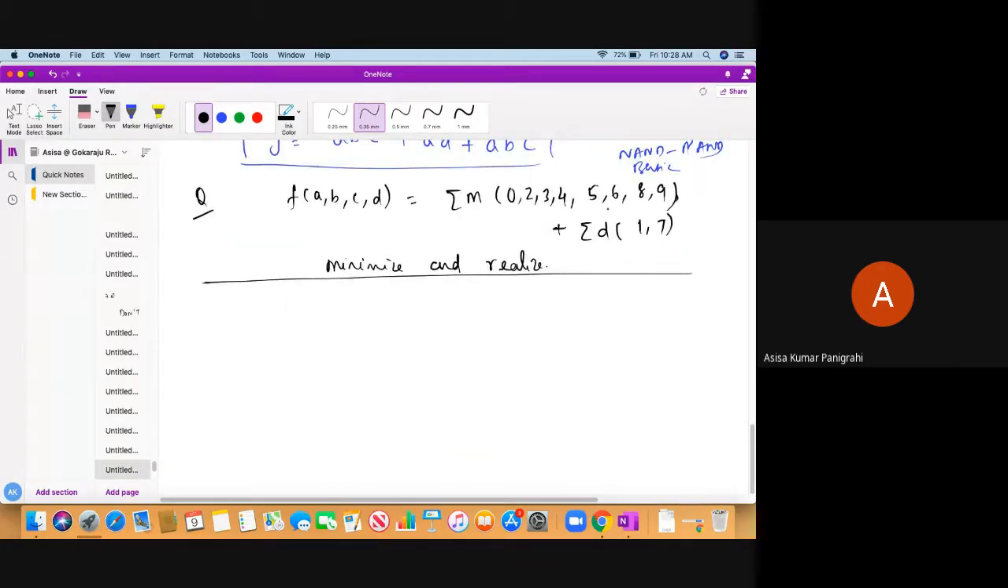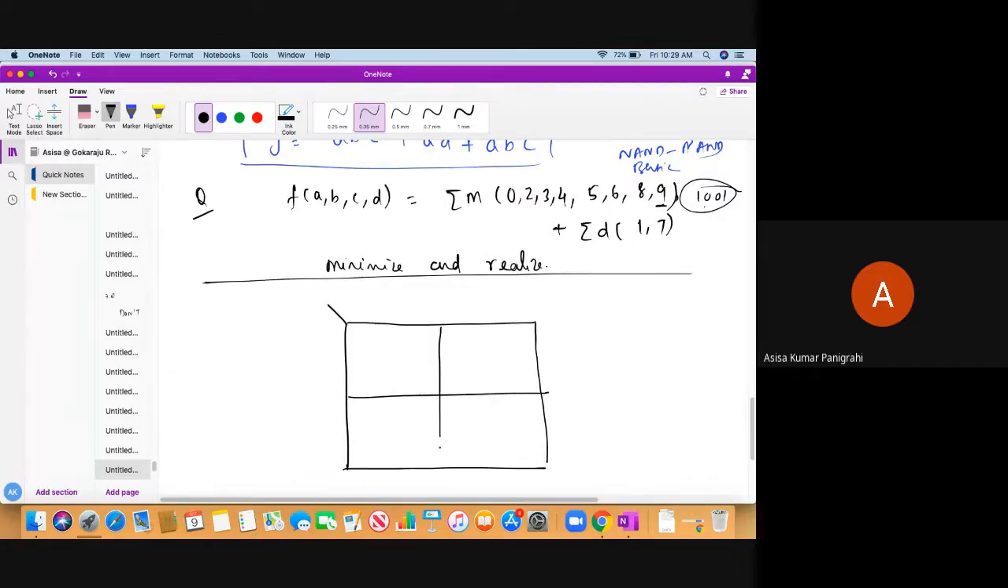So obviously, how many variables is this? The largest minterm is 9, and in order to represent 9 we need 1, 0, 0, 1. So it's a 4 variable K-map. So I can directly construct a 4 variable K-map over here. Okay, so a 4 variable K-map has 16 cells, so I can just put those 16 cells over here like this.